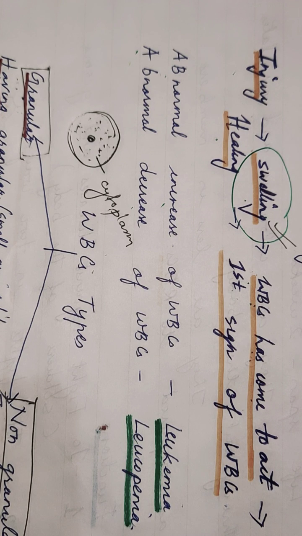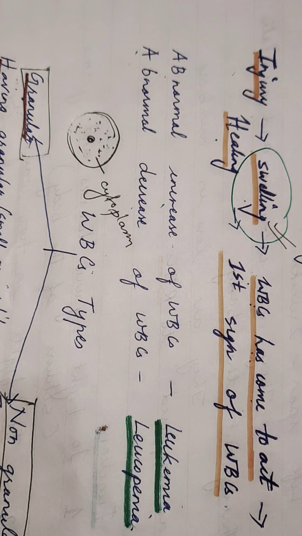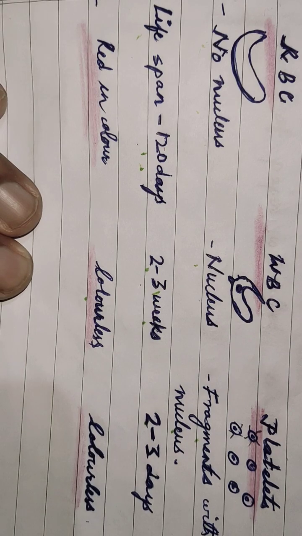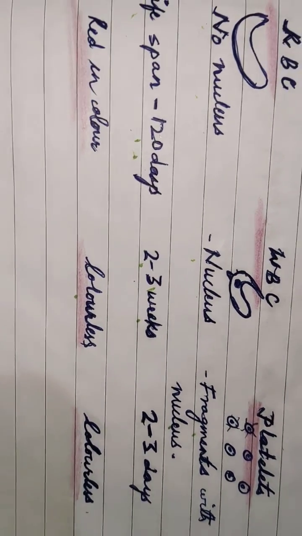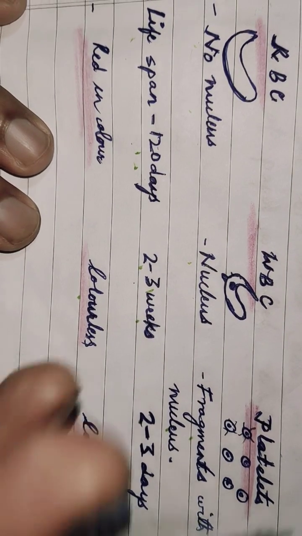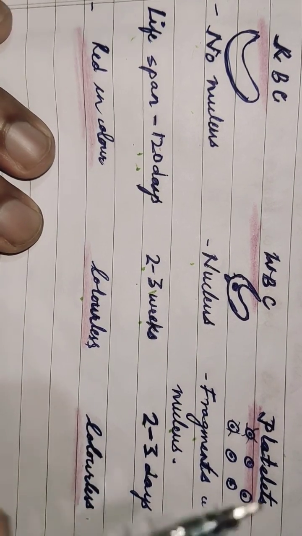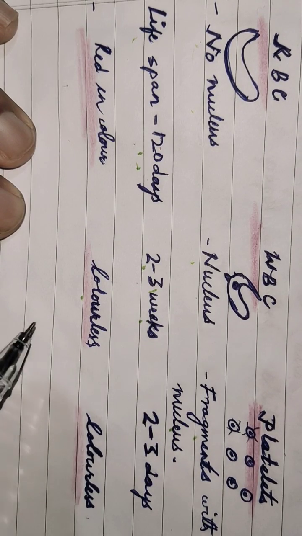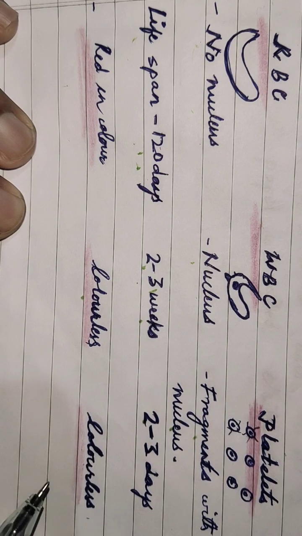Abnormal increase in RBC is known as polycythemia. Abnormal decrease in RBC is known as erythropenia. Abnormal increase of WBC is known as leukemia. Okay, abnormal decrease of WBC, leukopenia. We were talking of the lifespan, that it lasts for 120 days, and if there is a less number, it has a special name; if it is more number, it has a special name. It is red in color, and WBCs are colorless, and this is also colorless.